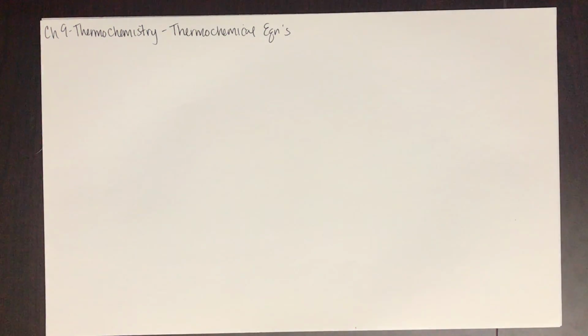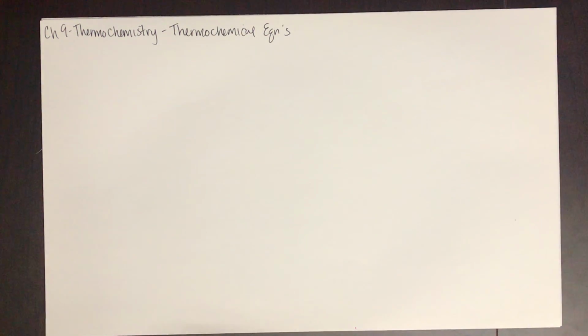Okay, so let's talk about something called thermochemical equations. Up until now, we've talked about a lot of chemical equations, chemical reactions. Essentially, a thermochemical equation is just a chemical reaction that includes the enthalpy of the reaction. Remember, enthalpy is delta H, given for the molar amounts as written in the equation.